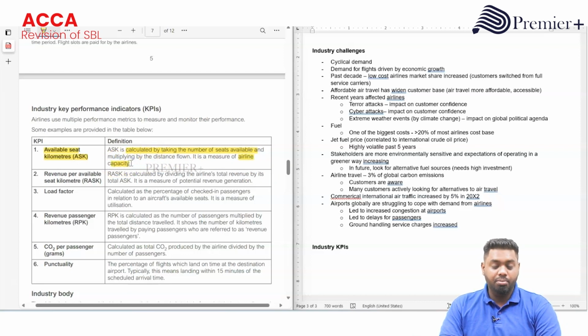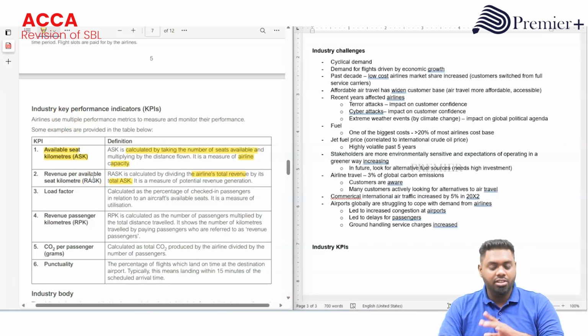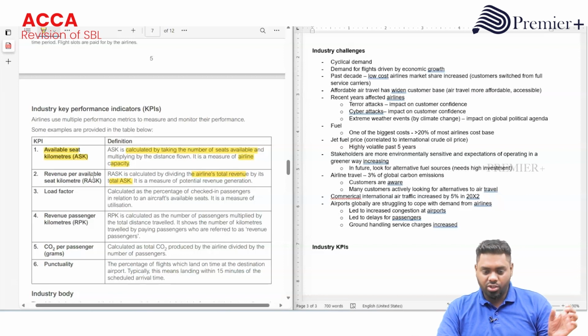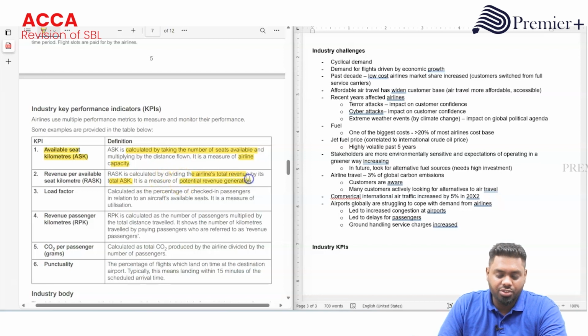Revenue per available seat kilometer is calculated by dividing the airline's total revenue by its total available seat kilometers. So you get the revenue per available seat kilometer. Okay, so revenue per ASK. So you get total revenue divided by ASK. It is a measure of potential revenue generation.